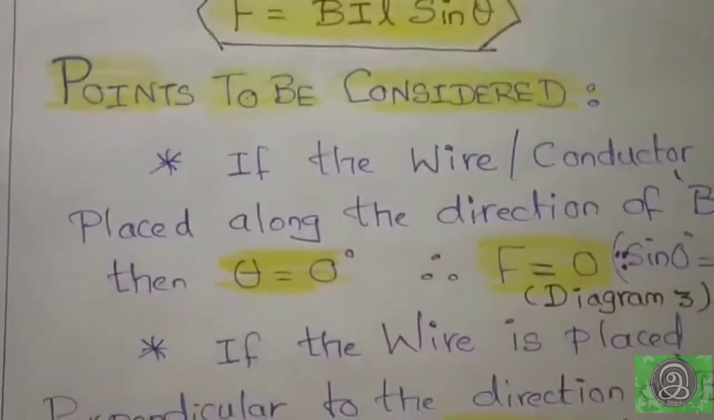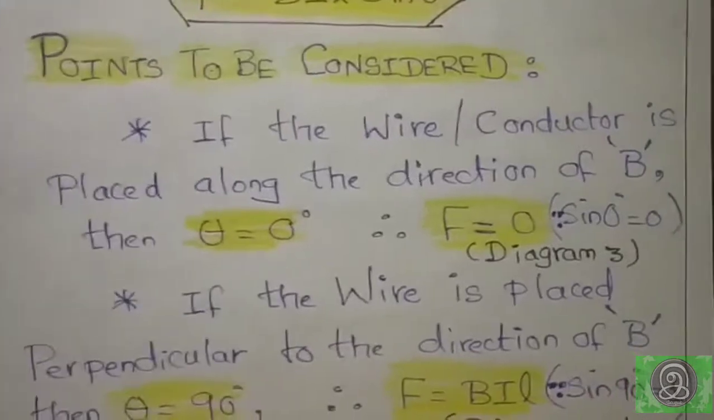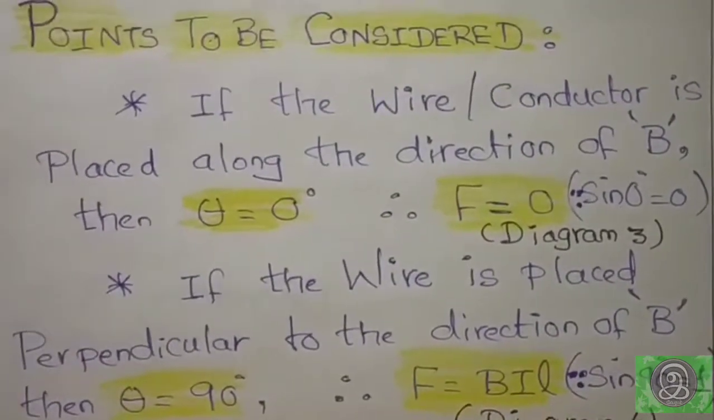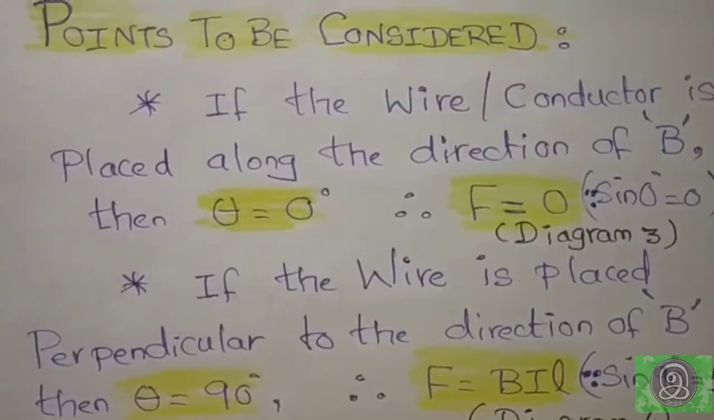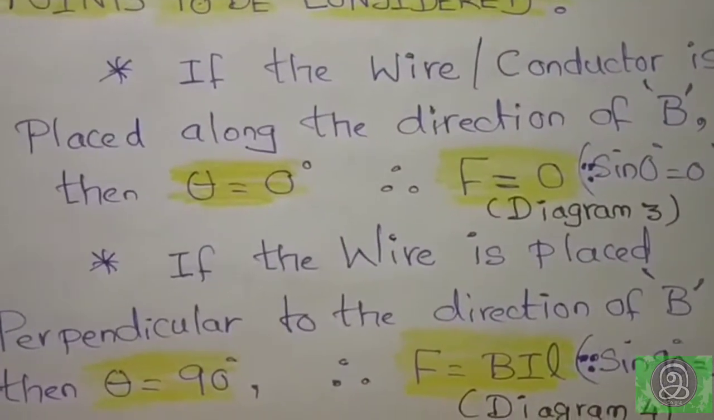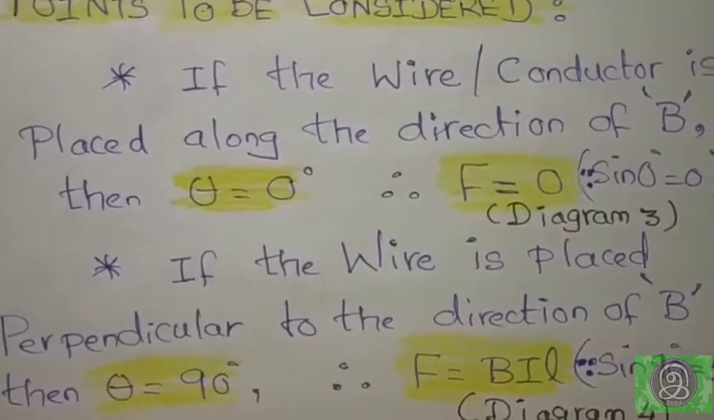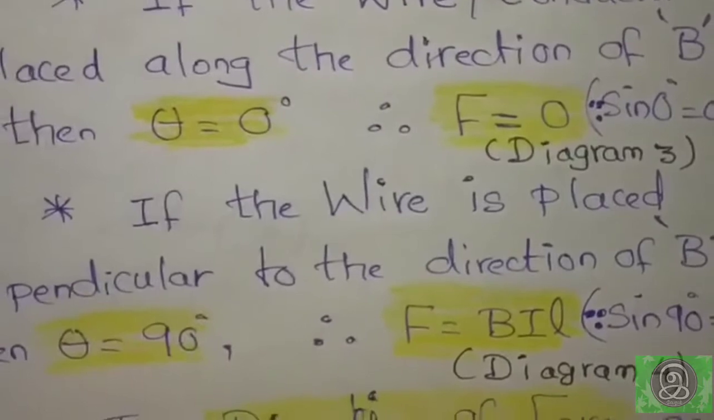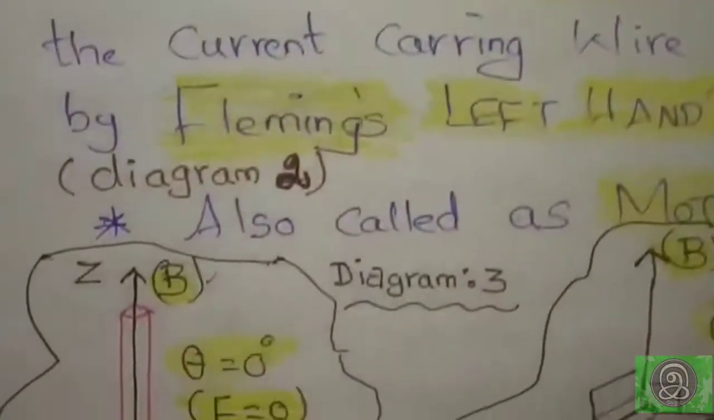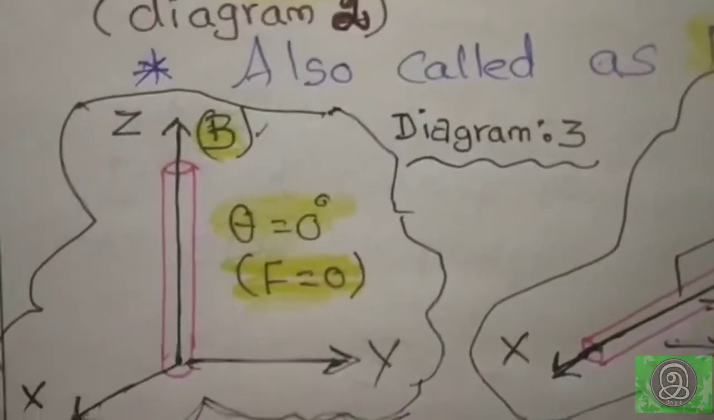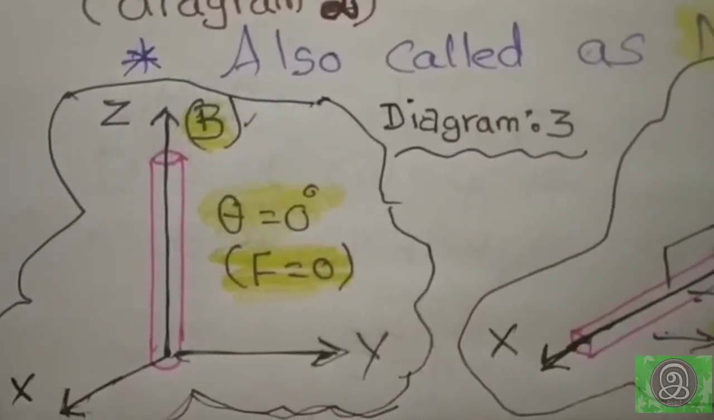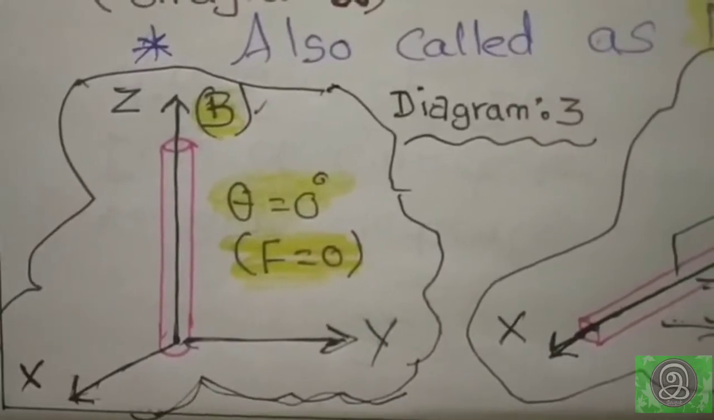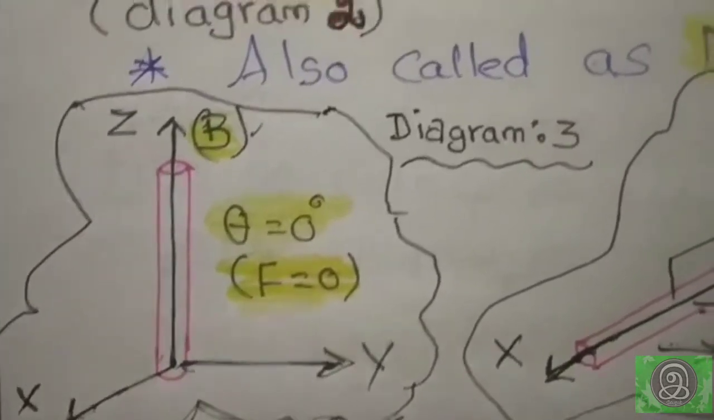Okay, here some points have to be considered. The first point is, if the wire or conductor is placed along the direction of magnetic field, then theta will be equal to 0. So the force will be equal to 0 because sine 0 degree is equal to 0. In diagram 3 here, the conductor is placed along z-axis, that is the direction of magnetic field is along z-axis. So theta equal to 0, so the force equal to 0.